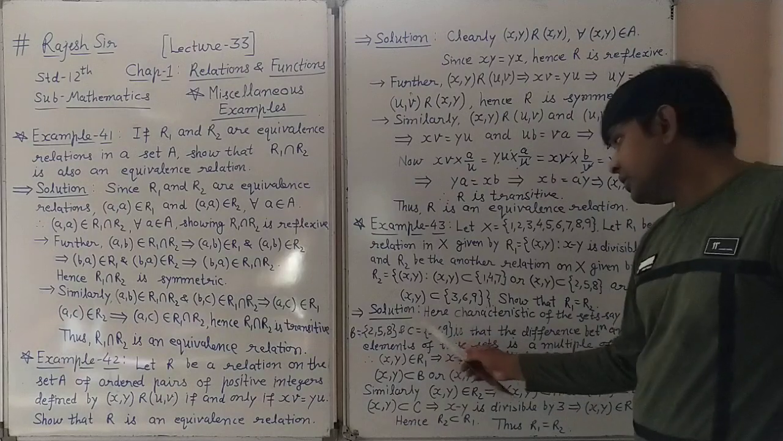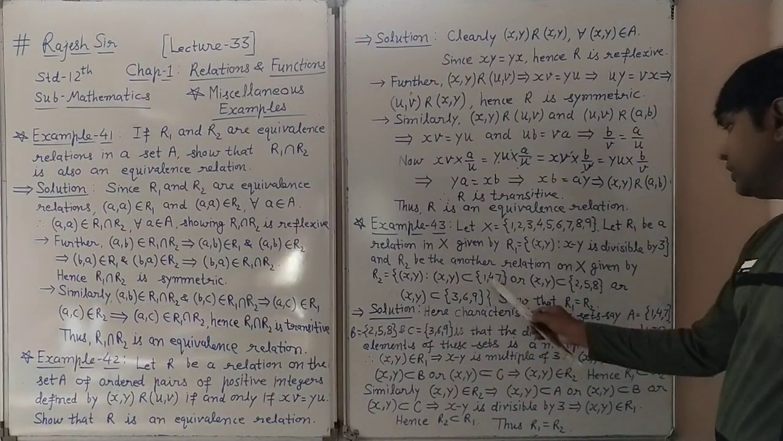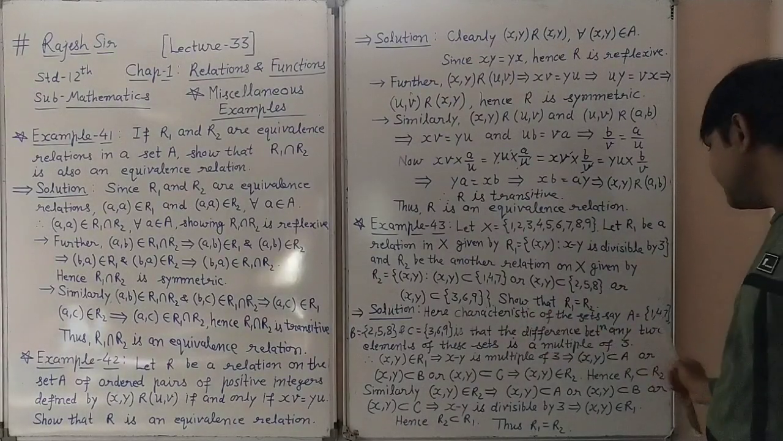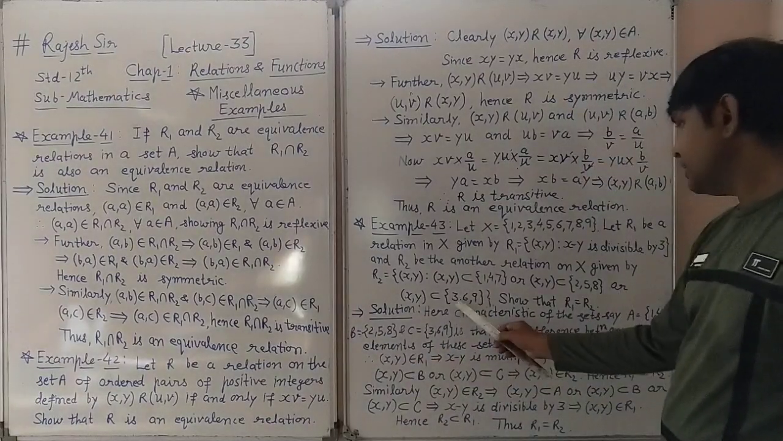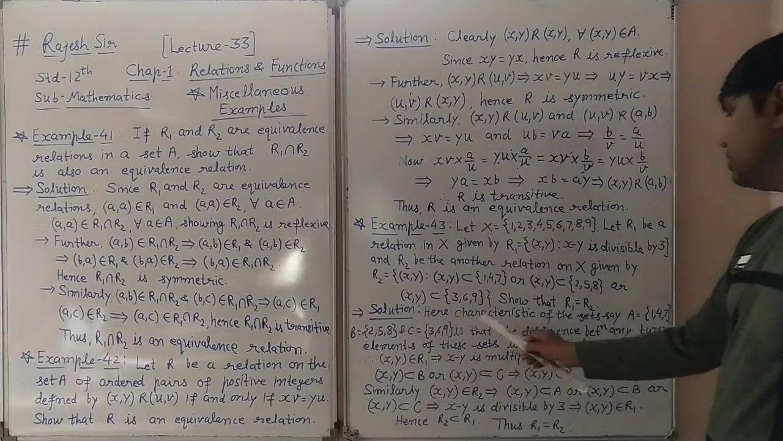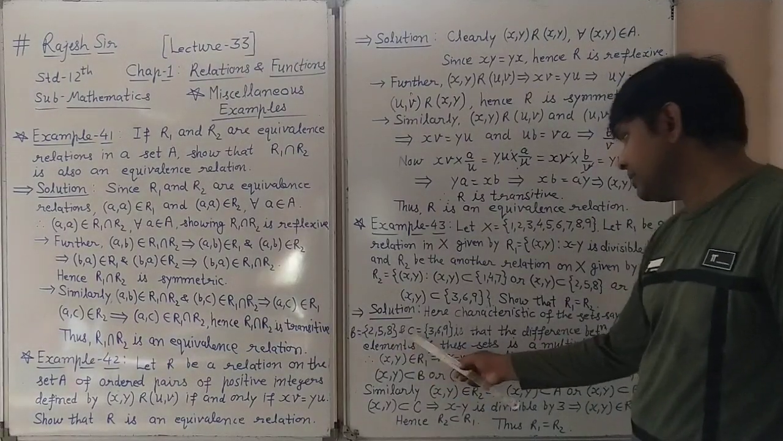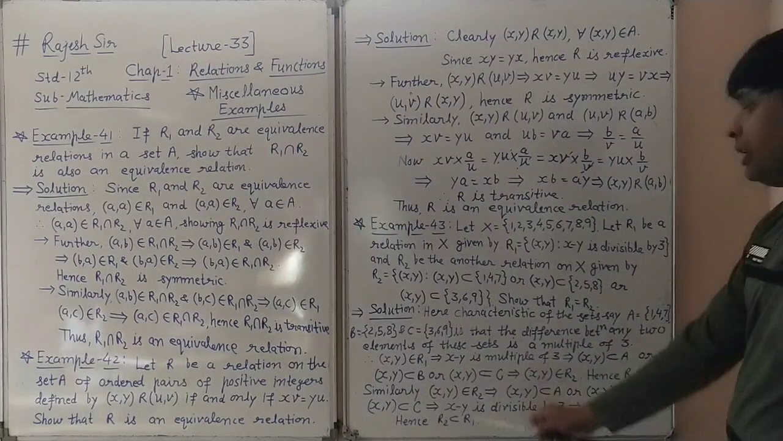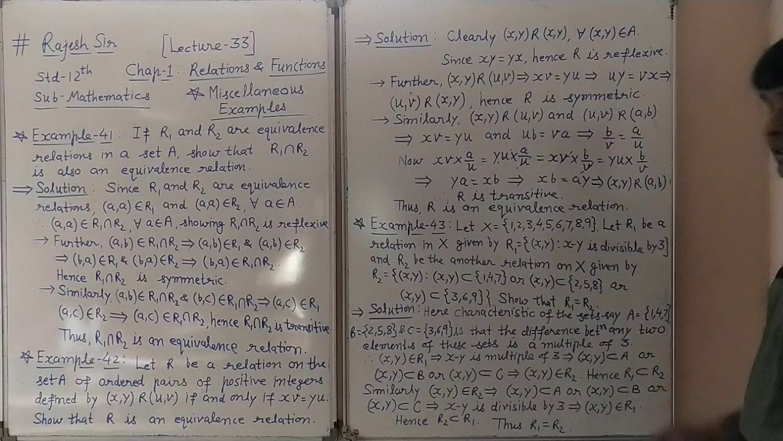So in the solution, here are the characteristics of the sets which are given here. Say A equals this set {1, 4, 7}, B is the set {2, 5, 8}, and C is the set {3, 6, 9}. The characteristic of these sets is that the difference between any two elements we take from a set is a multiple of 3.